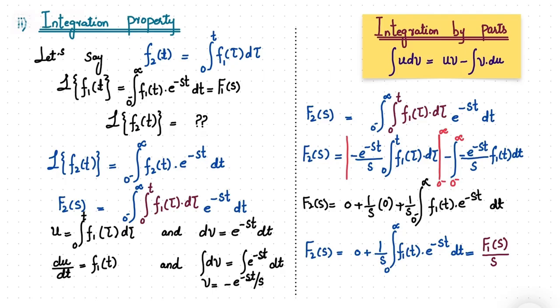So it means to say, whenever two functions are related in such a way that the integral of one function is equal to the second function, then we only need to calculate the Laplace transform of the first function, and the Laplace transform of the second function can be calculated using the Laplace transform of the first function divided by s.